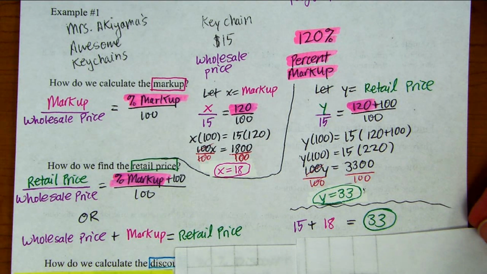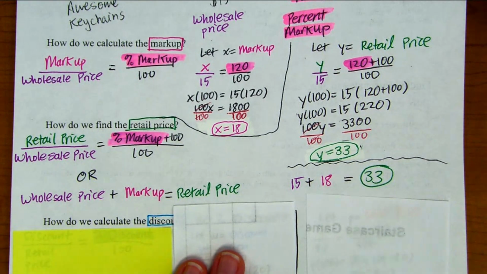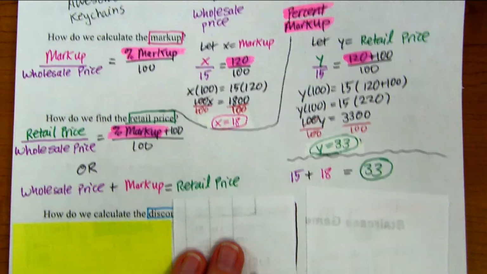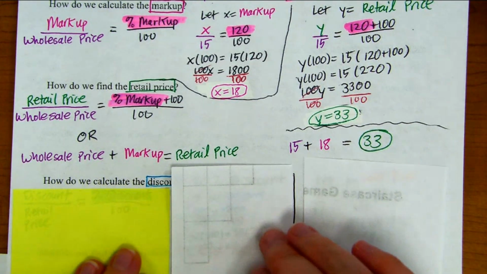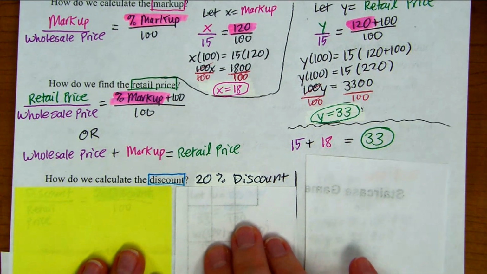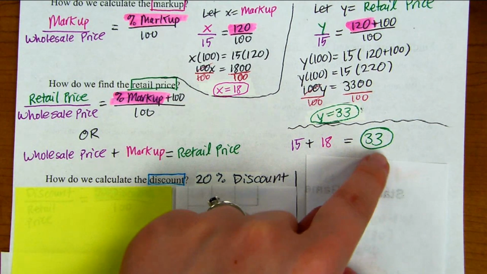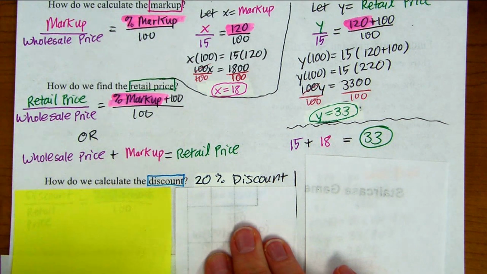That seems really expensive for a keychain. So maybe after a while these aren't selling very well. So Mrs. Akiyama decides to apply a discount. And so she says, you know what, we're going to have a 20% discount for this store. So now we need to figure out how much this retail price is being reduced by the discount.